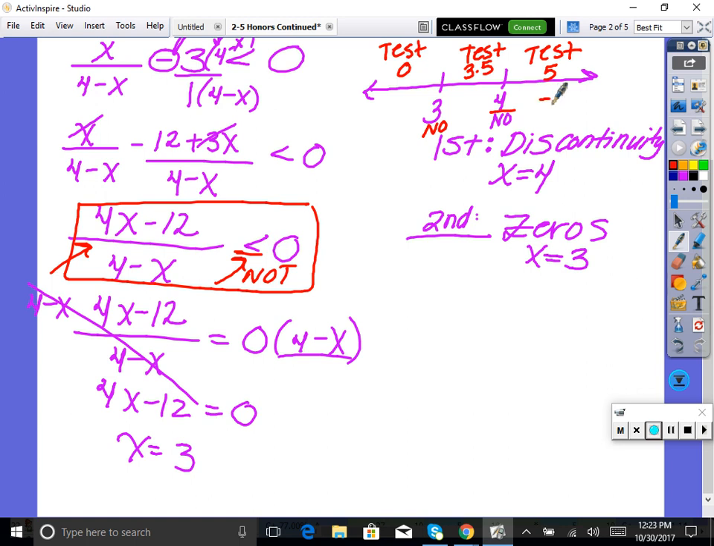5 is negative 8. So we plugged in 5, and we got negative 8 is less than 0, which is true. So I'm going to go ahead and highlight this. This is part of my solution set.